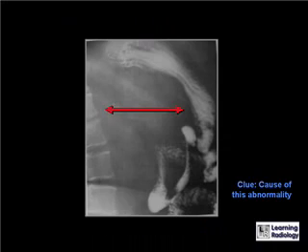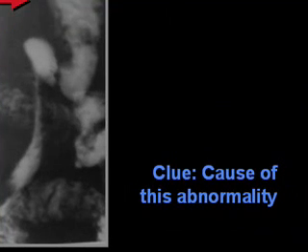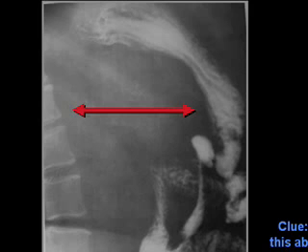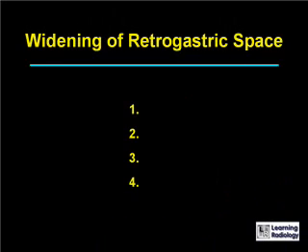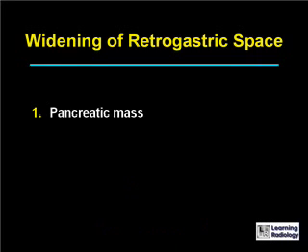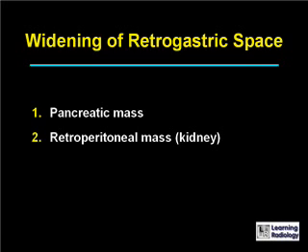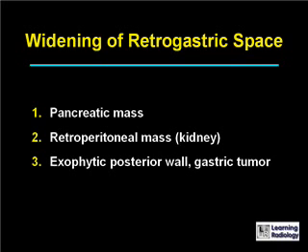Here is your next differential diagnosis. The differential is widening of the retrogastric space. There are 4 causes. Causes of widening of the retrogastric space are a pancreatic mass, a retroperitoneal mass not of pancreatic origin, such as a renal mass or cyst, an exophytic posterior wall gastric tumor, or an aortic aneurysm.